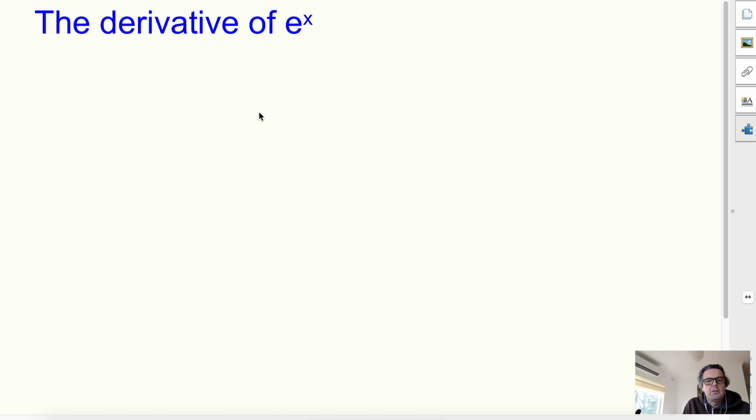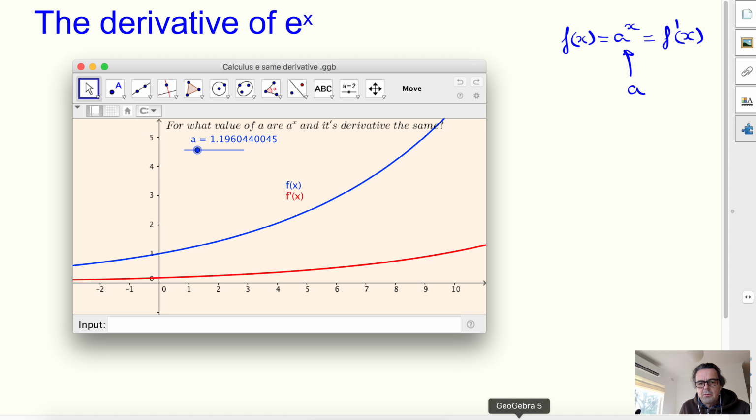Hi everyone, in this video we will have a look at finding the derivative of the function a to the power x. And we want to find the value of a so that f of x, a to the power x, is its own derivative. So f dash of x is the same as f of x, which is a to the power x.